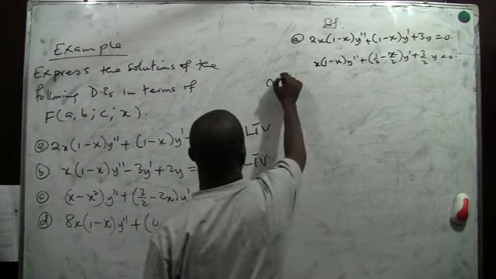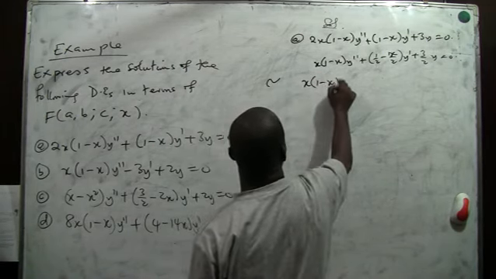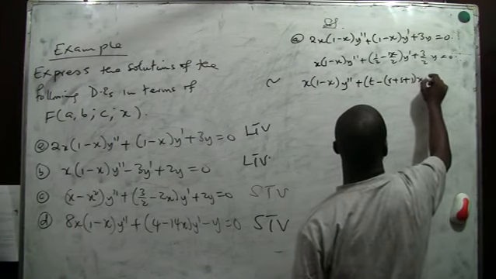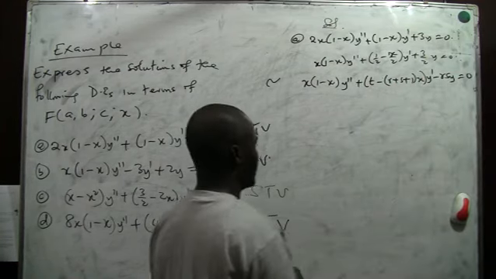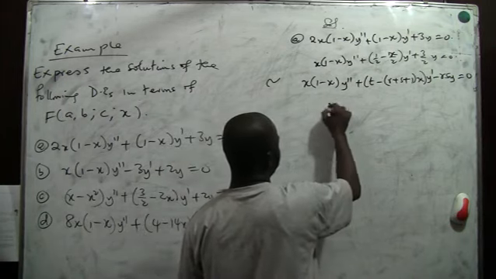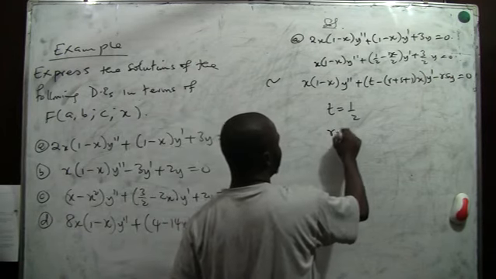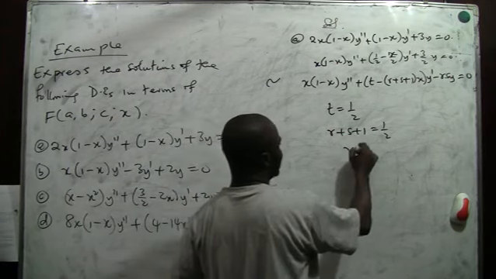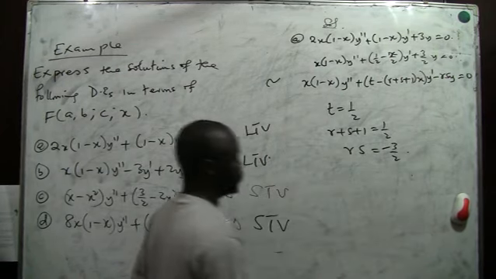Now compare. Let us compare with x(1 minus x)y'' plus [t minus (r plus s plus 1)x]y' minus rs y equals to 0. By comparison, we will observe that t is half. We obtain our t. Our r plus s plus 1 is 1 over 2 also. And our rs is minus 3 over 2.